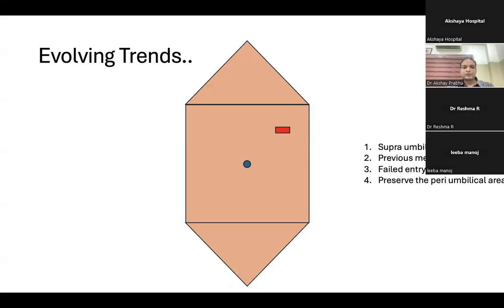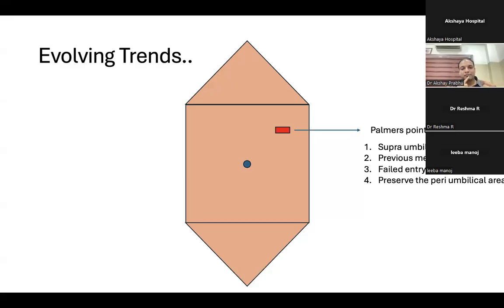Okay, now coming to the Palmer's point. So Palmer's point is something which I don't primarily use. Palmer's point is only used when the other port sites are not feasible for entry. So that is when I use Palmer's point. Palmer's point, as everybody knows, is 3 centimeter below the subcostal margin in the midclavicular line. This is a very useful point.